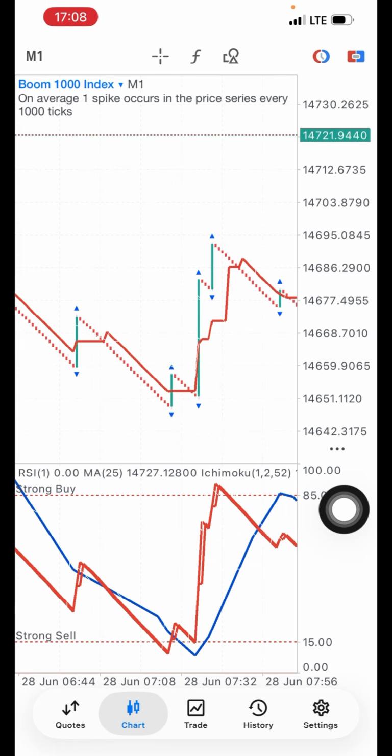So that is it, guys. I hope with these few examples you should be able to understand it. This strategy is not that difficult for you. Even if you're a beginner, I believe you should be able to understand and trade with this strategy.